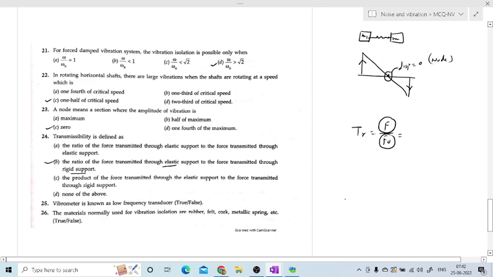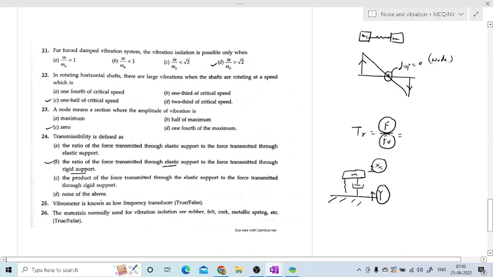Okay, बघा काय आहे, there is one rigid support and on that your system is mounted. So this is the system which is mounted. So this is the rigid support which is vibrating with amplitude y. Then this is the displacement of this elastic body with amplitude x. Means force transmitted to elastic body through the support is nothing but the transmissibility. Okay. Now next, the 25: vibrometer is known as low frequency transducer.